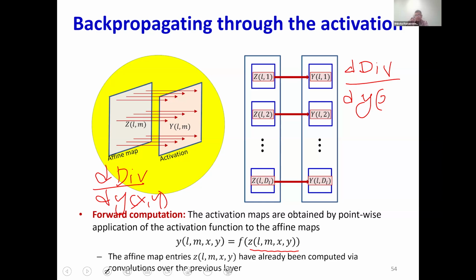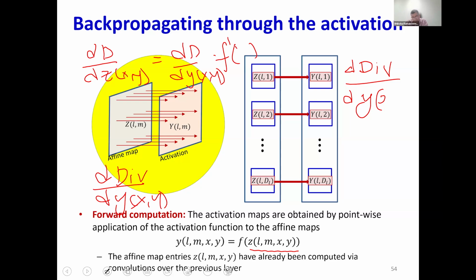Anyone? It would be the derivative of the activation function because Z is... So I can just say the derivative of the divergence with respect to z_xy is simply going to be the derivative of the divergence with respect to y_xy times the derivative of the activation function, correct?